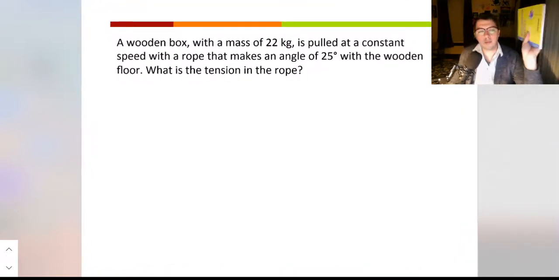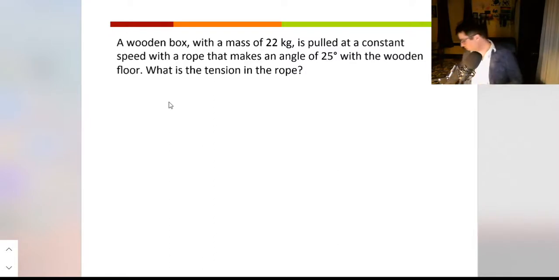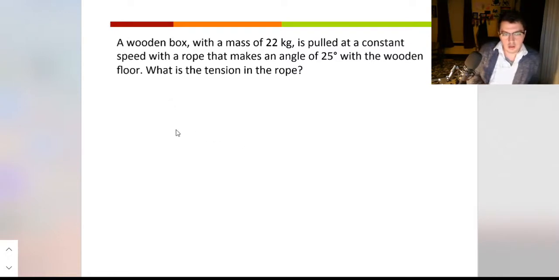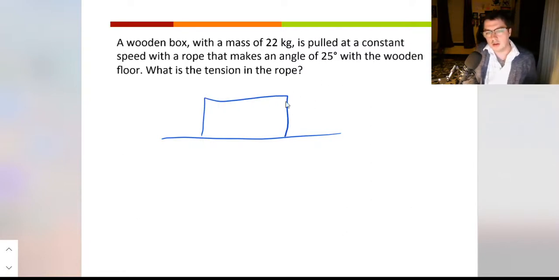Okay. We've got a wooden box with a mass of 22 kilograms, pulled at a constant speed with a rope that makes an angle of 25 degrees with a wooden floor. Let's draw a quick cartoon. We have a wooden floor, a wooden box. The materials will become important in a little bit. And then we're pulling it with a rope at an angle of 25 degrees.